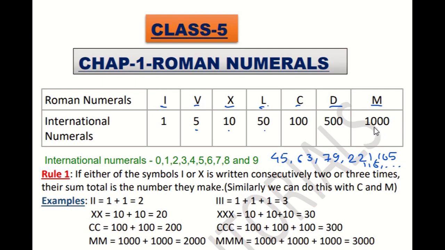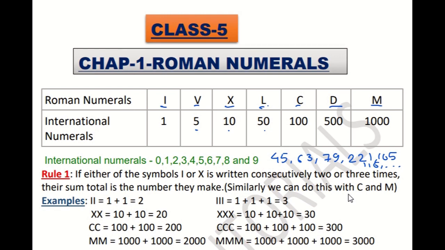There are certain rules, okay, to generate or to read the Roman numerals. Let's talk about them first. Rule number 1. What does it say? It says if either of the symbols I or X is written consecutively 2 or 3 times, their sum total is the number they make. Similarly, we can do this with C and M also.